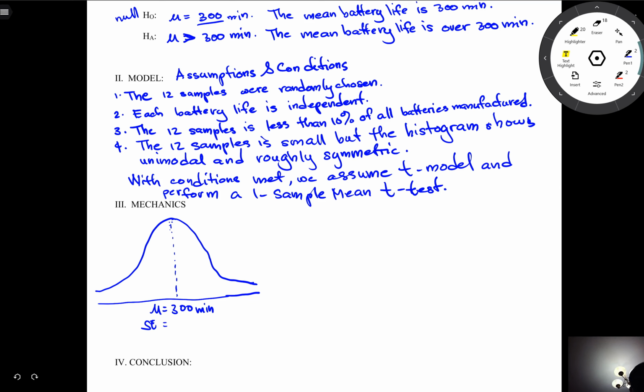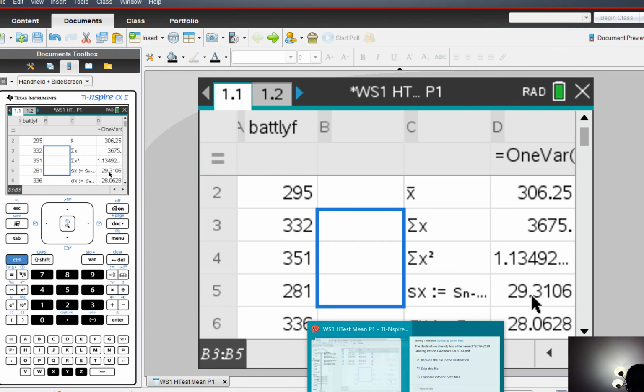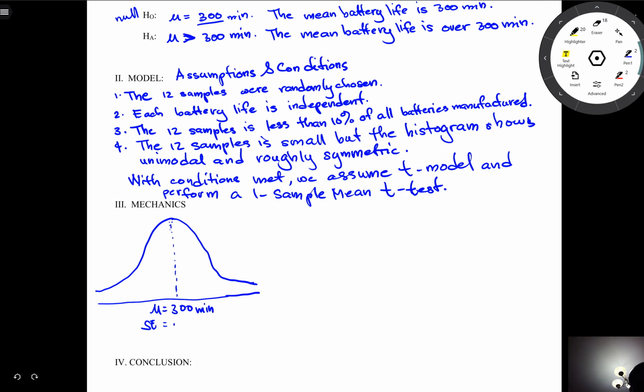The standard error is going to be 29.311, and don't forget to divide it by the square root of the sample size. Remember, it has to be over the square root of n, and that would be the square root of 12 here.